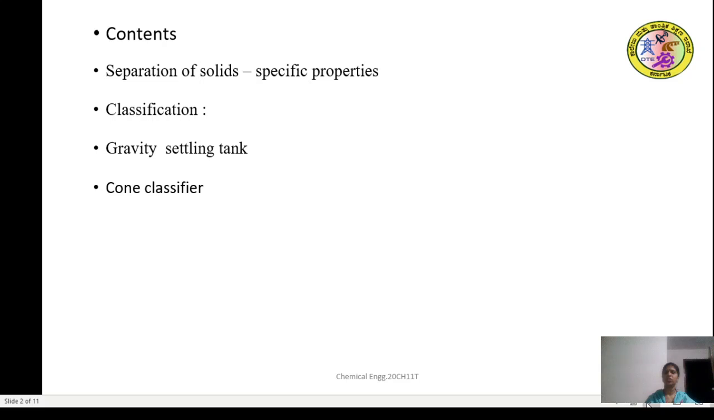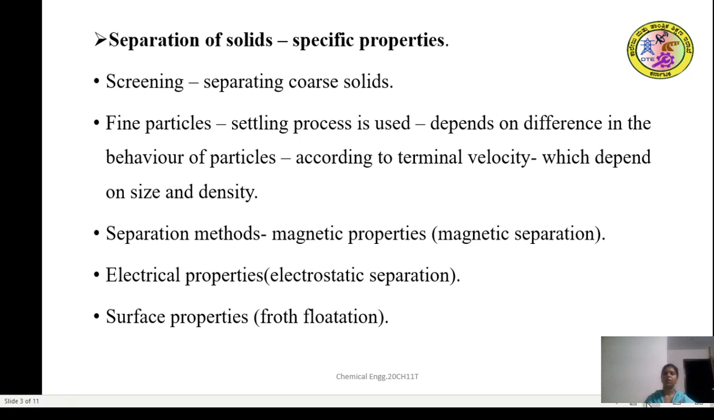In this session, we will learn the separation of solids. In order to separate solids, what specific properties should the solids have, and how do those properties help in the separation and classification of the solids? In that, we will learn about the gravity settling tank and the cone classifiers. So, separation of solids and the specific properties.